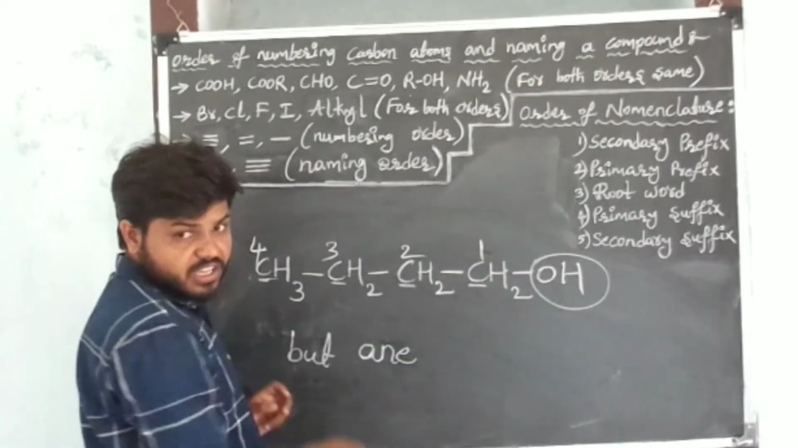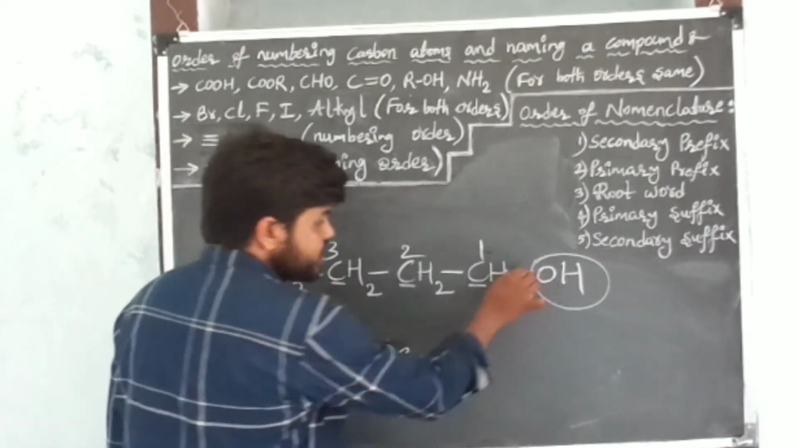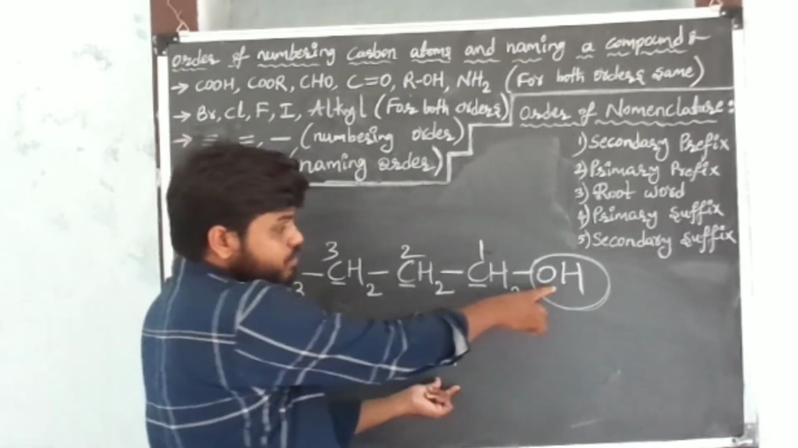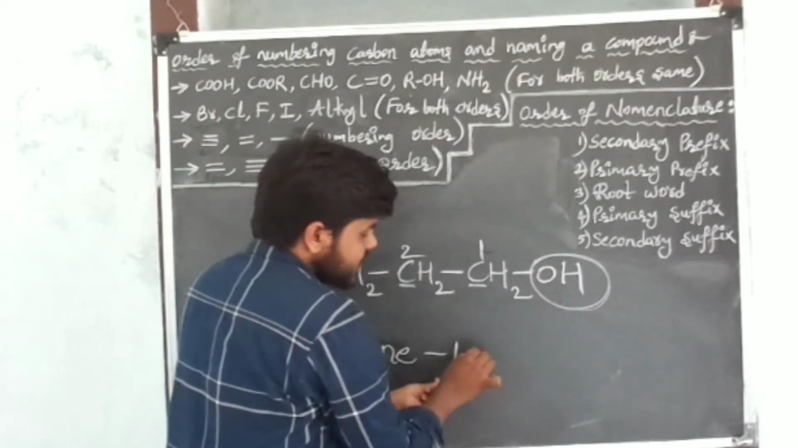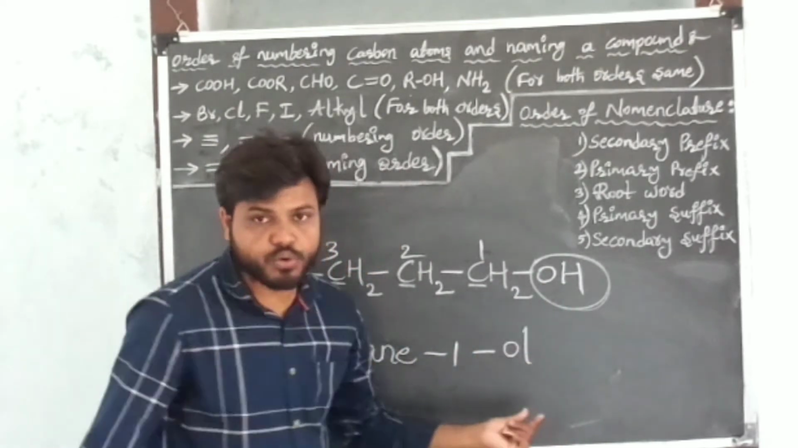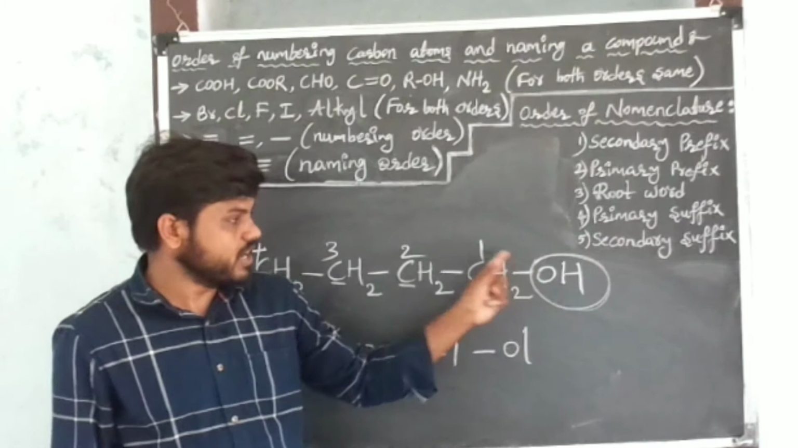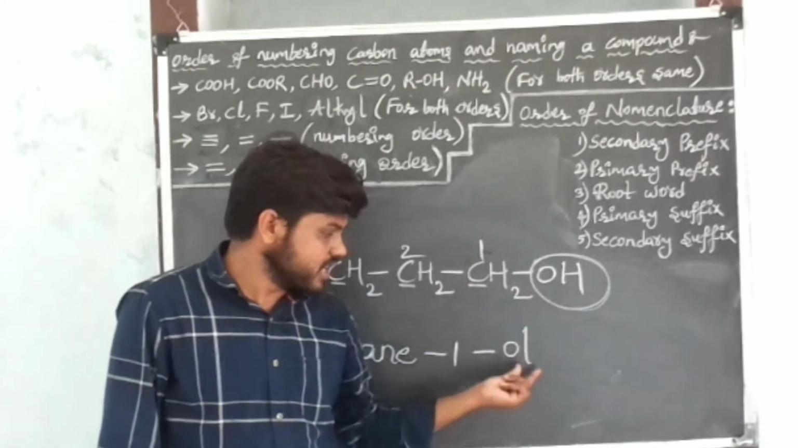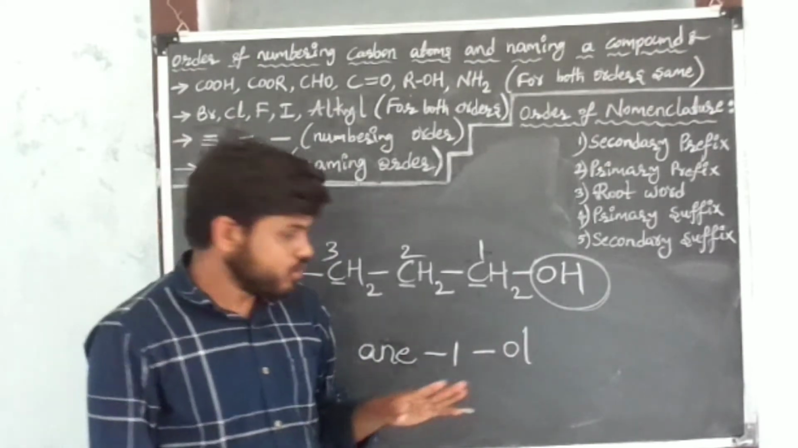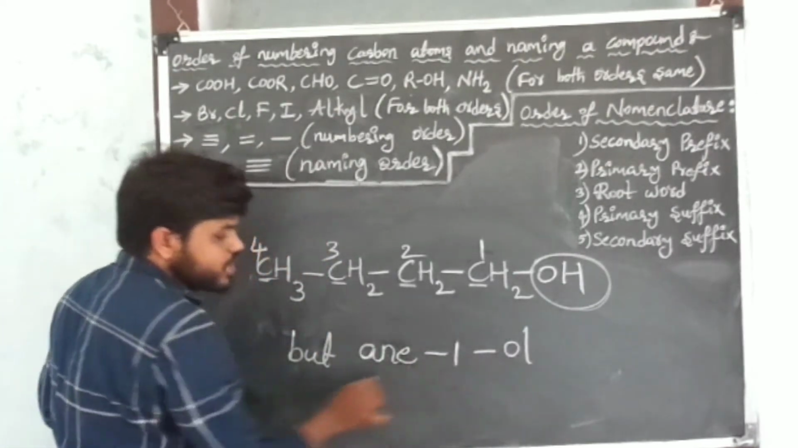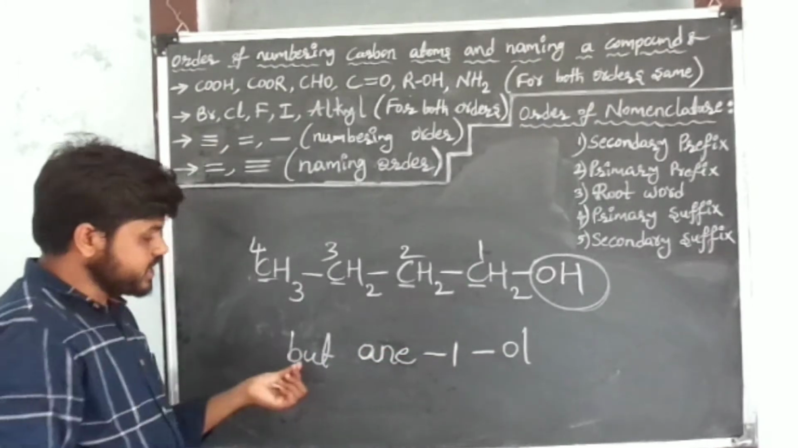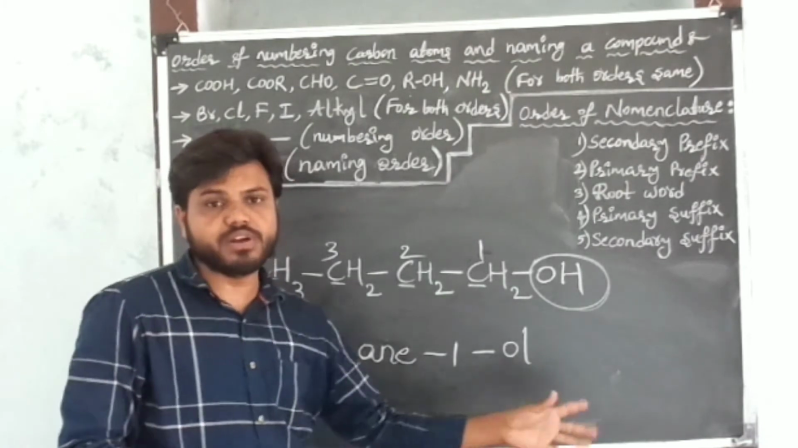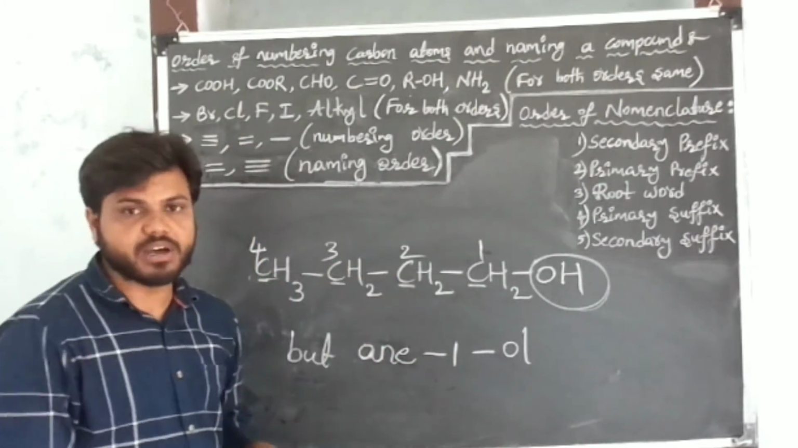Write the position of the alcohol, then the suffix of the alcohol. The position of the alcohol is 1, the first carbon. After writing the position, write the suffix of the alcohol, which is "ol". So this is our required IUPAC name of the given carbon compound: butan-1-ol. Butan-1-ol is the IUPAC name of the given carbon compound.